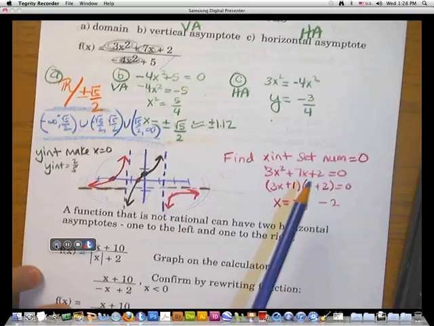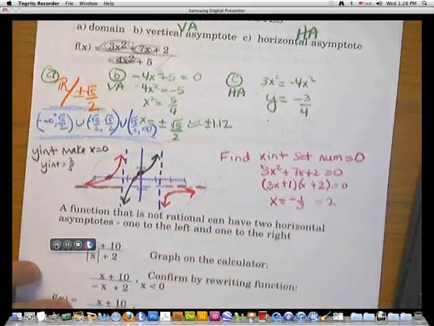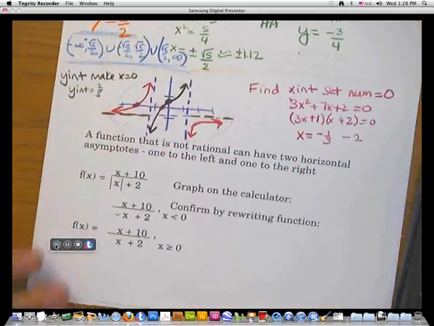And here we have a graph using all of our x-intercepts, y-intercepts, and our new two concepts of vertical asymptote and horizontal asymptote.